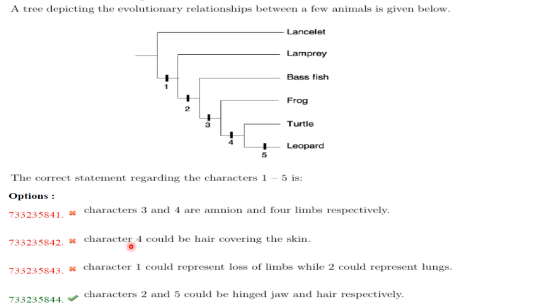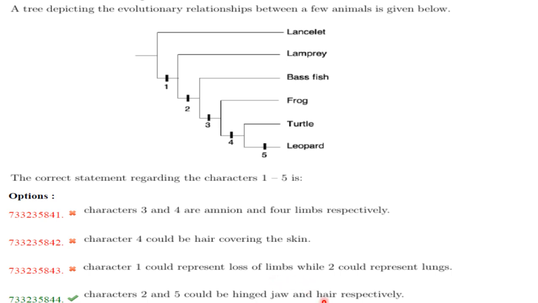Then next one. Character 4 could be hair covering the skin. Reptiles don't have, the turtle over there. So character 4 will not be hair covering the skin. It is not a characteristic of the reptiles. So 4 is also not correct. Then character 1 could represent loss of limbs while 2 would represent lungs. 2 can represent lungs, but lancelet and lamprey, they don't have limbs, so it is not loss of limbs. They don't have limbs itself. Third option is also not correct.